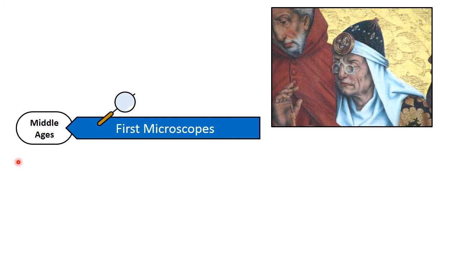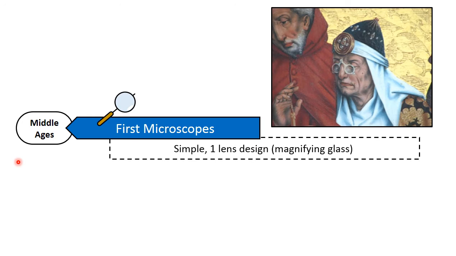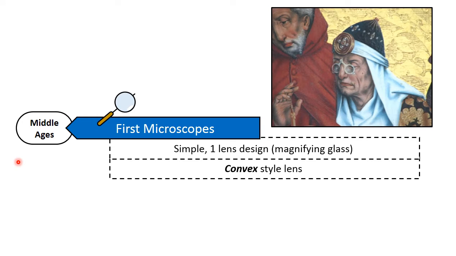In the Middle Ages, looking at the first microscopes. The first microscopes were very simple. They just consisted of one lens, so essentially magnifying glasses. Now that lens was of a convex style. So let me show you the two styles of lenses we typically have in microscopes.